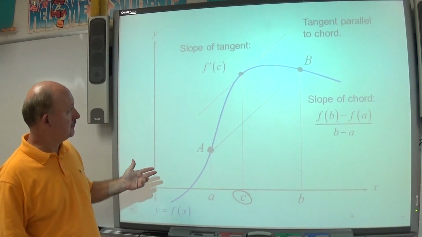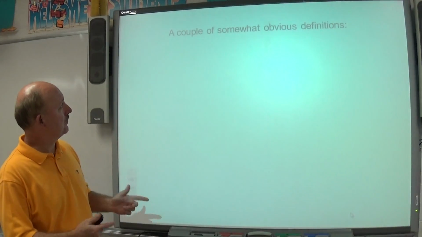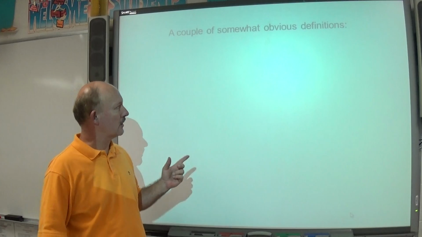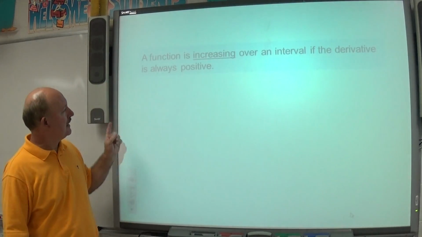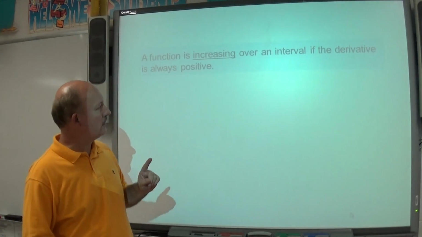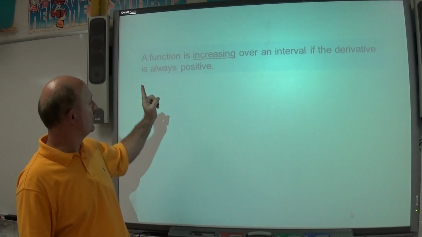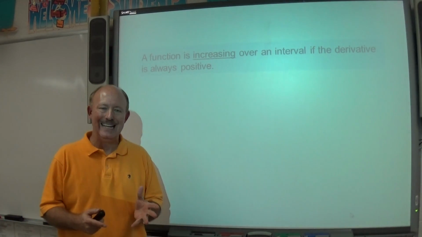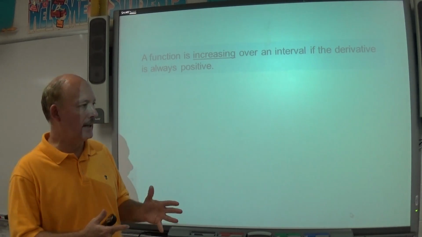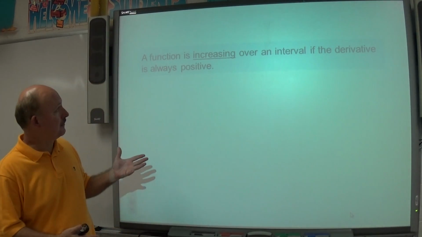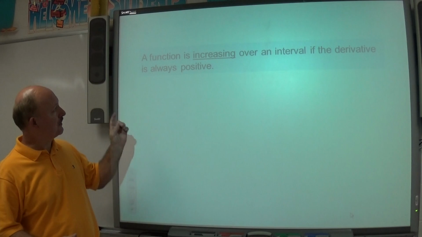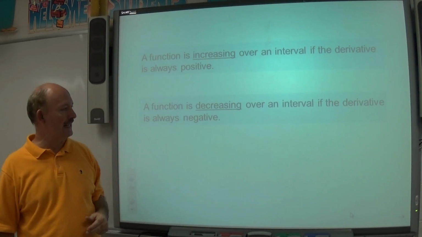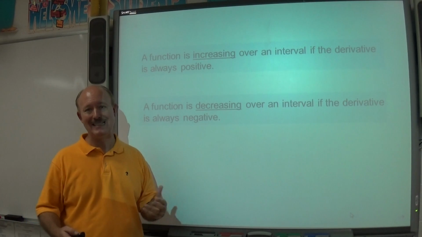Moving right along, we're almost finished with our first video. This is pretty short. There's a couple of things I want to mention here real quick. A function is always increasing over an interval if the derivative is always positive. If you have a positive derivative, that means the slope of your tangent line will be positive. So the derivative will be positive if the function is increasing. Also, a function is decreasing over an interval if the derivative is always negative.